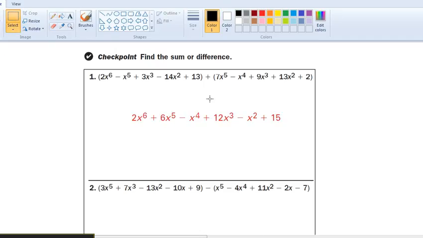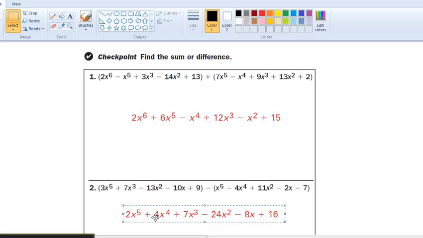So go ahead and check your answer. You should have 2x to the sixth plus 6x to the fifth minus 1x to the fourth plus 12x cubed minus 1x squared plus 15. Now, next we'll try the number 2. Now, the number 2, if you look real quick, has a minus here. So this is going to tell you that you're going to be changing the sign in the subtracted polynomial for every single term before you subtract it. Go ahead and pause the video, then I'll show you the answer.